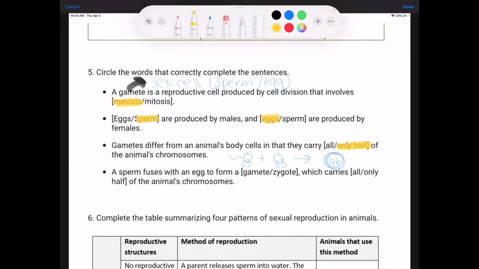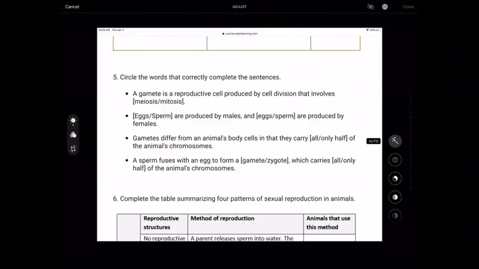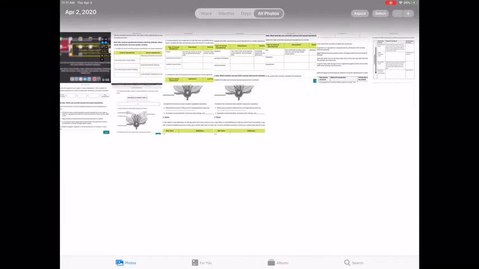A sperm fuses with an egg to form a zygote. So if you remember, a gamete is a sex cell, and a zygote is a fertilized egg. So when the sperm fuses with the egg, it's going to create a zygote, which carries all of the chromosomes. And that's what I just went over here with that picture. So take a second, check your work, and we'll go on to the next section.